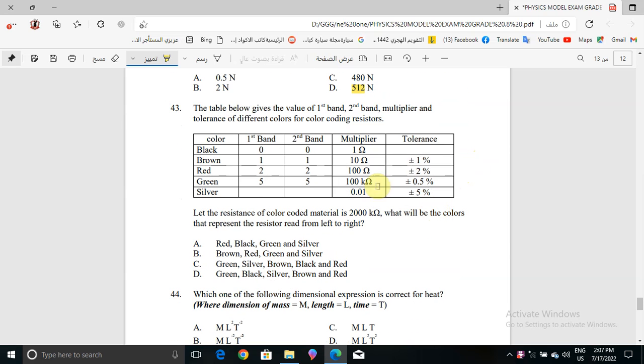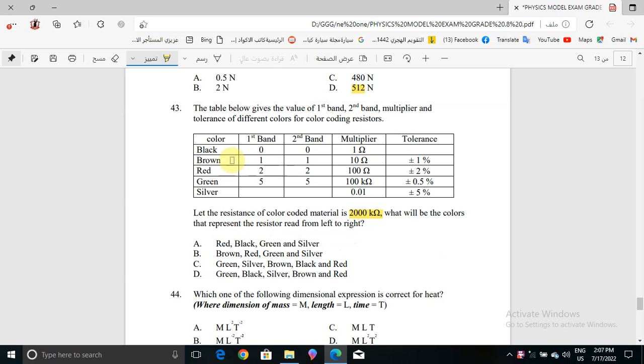Now in question number 43, the table below gives the value of first and second band, multiplier and tolerance of different colors for color coding resistors. Okay, we have this table. Let the resistance of color coded material is 2000 kilo ohm. What will be the colors that represent the resistor read from left to right?